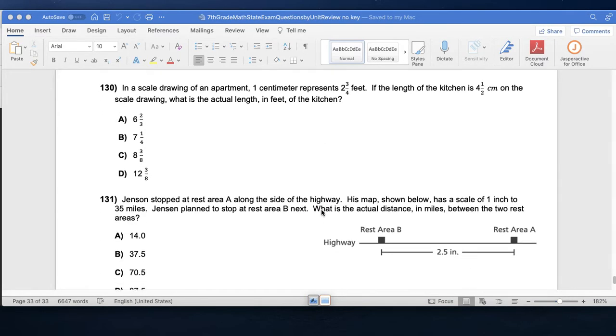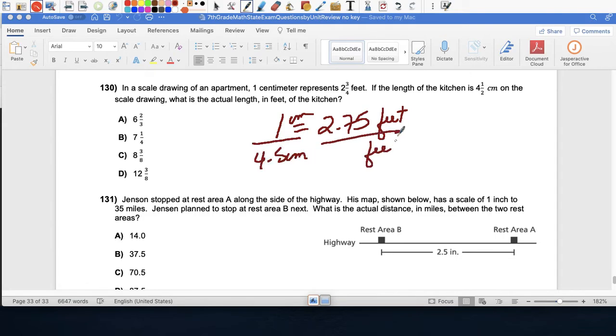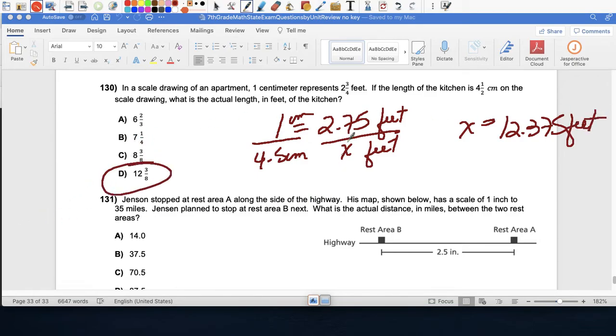Scale drawing of an apartment. 1 centimeter represents 2 3/4 feet. The length of the kitchen is 4.5 centimeters. What's the actual length? Well, again, set up a proportion. I'll use decimals here. 1 centimeter equals 2.75 feet. If I have 4.5 centimeters, how many feet will it be? Cross multiply, we get x equals 4.5 times 2.75, which is 12.375 feet, or this number right here, D.